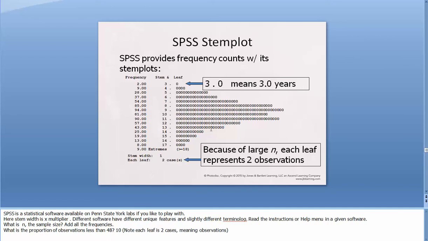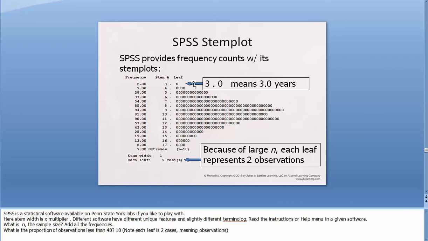And then, okay, let me talk about this one, because see here, this is a stem plot which is obtained using this statistical software called SPSS. Now SPSS is a pretty good software which is very widely used in public health and medicine and so forth. In addition, of course, there are other software like Minitab and SAS and so forth. Now, SPSS is available in Penn State networks, and if you like, you can play with it at Penn State York, the labs you have, and of course, in Penn State main campus or even in other branch campuses. In the computer labs, SPSS should be available. Okay.